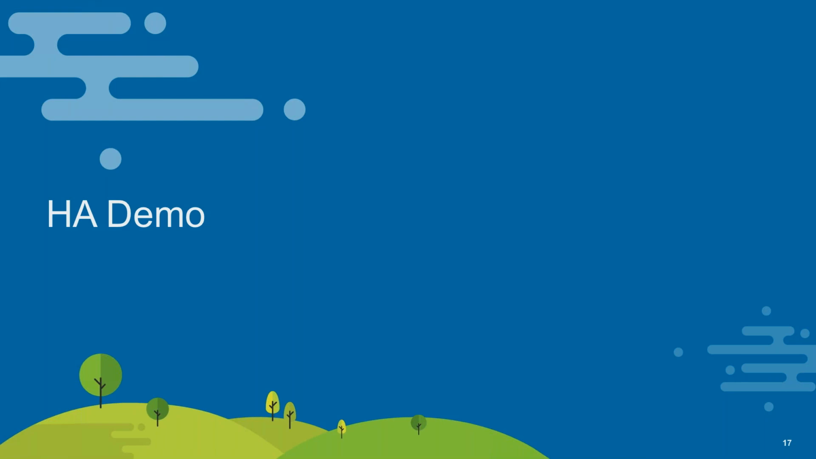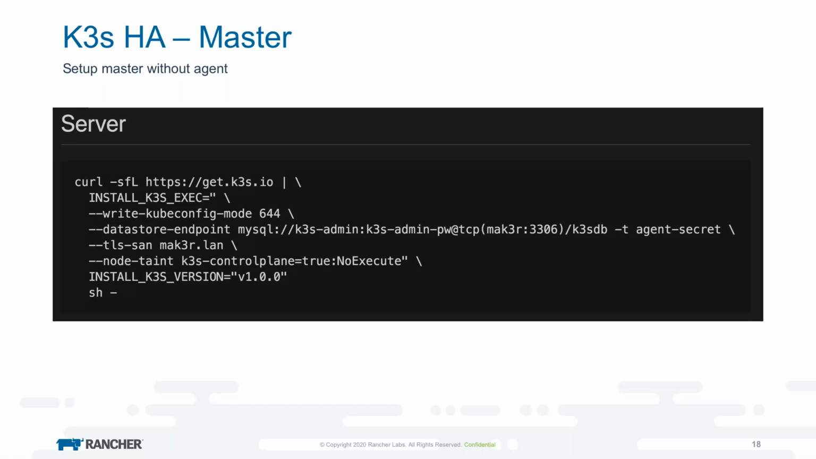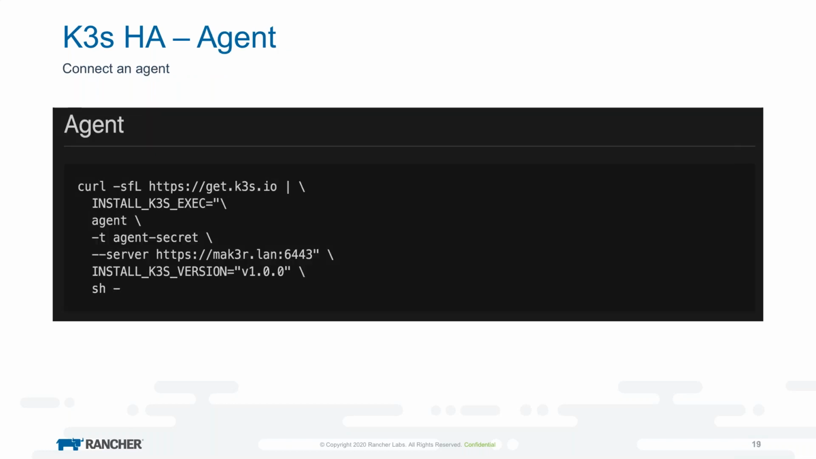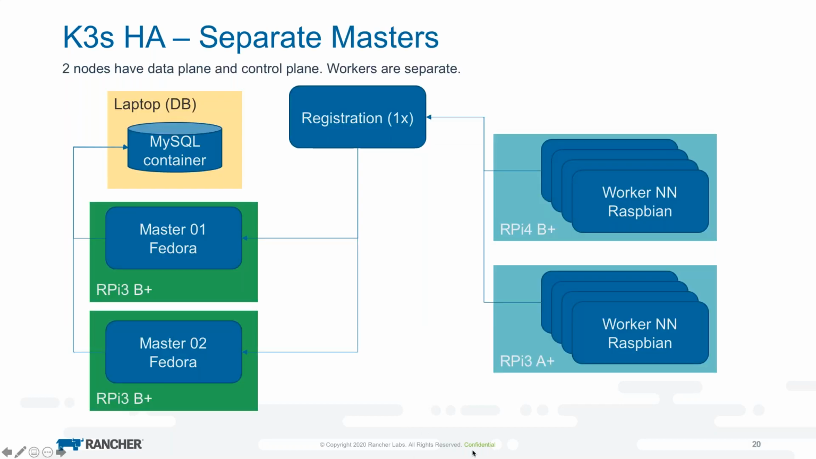All right, let's get back into the deck. So here again, I did this just so you have this when Matthew sends out the deck. So here's setting up the master without the agent. Please refer to the GitHub page and the docs for all of the things you can do with K3s, all the flags and the parameters and things like that. That's the server. This is the agent.